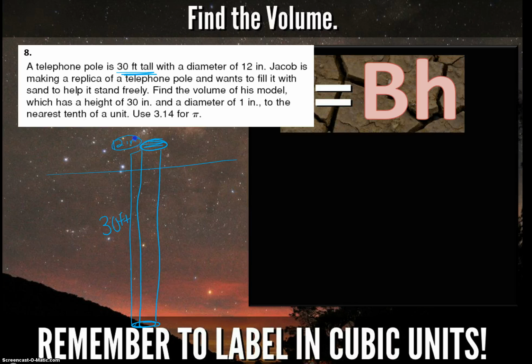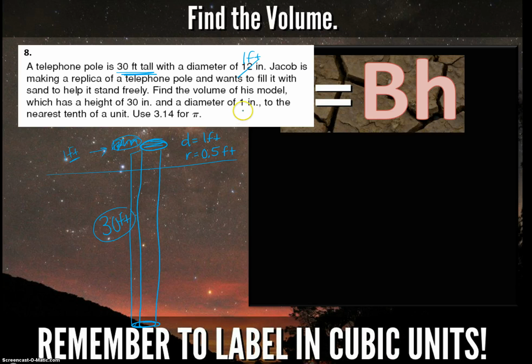Now, before you start, do these labels match? No. So we want to change that 12 inches to 1 foot. So now I have feet and feet. I'm ready to roll. If the diameter is 1 foot, that means the radius is a half a foot, or 0.5.